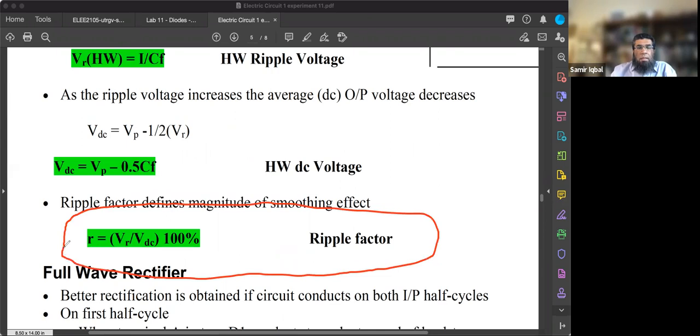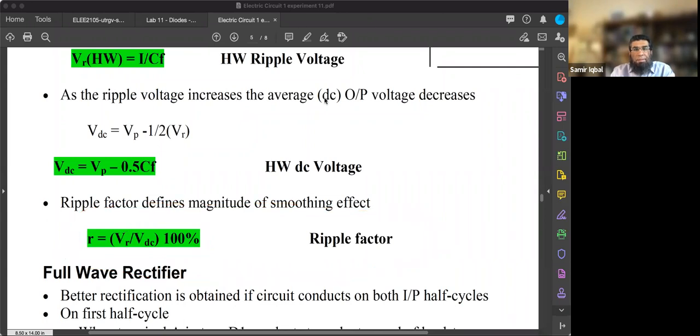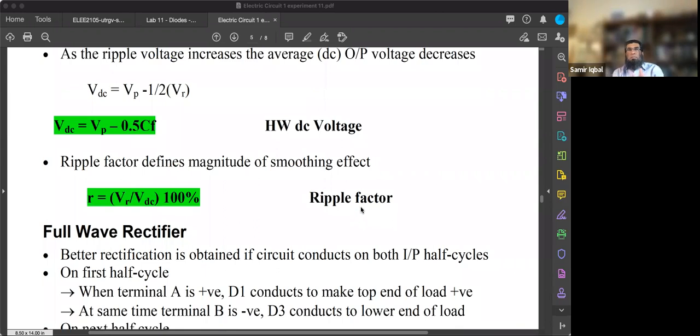So this will tell us how smooth the signal is. If this is large, this would be small. The overall percentage of ripple factor would be larger, which means the signal will be less smooth. But if ripple is small and DC becomes bigger, the signal would be going through smaller ripples. The signal will be smoother in that case. So you want the ripple factor to be a smaller number. All right, with me on this?